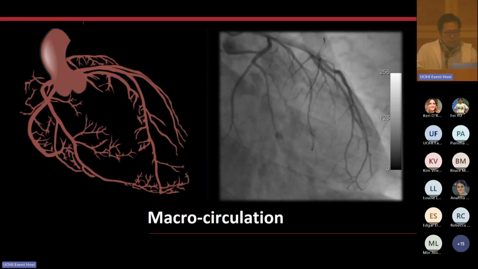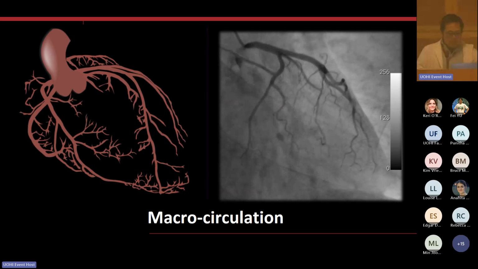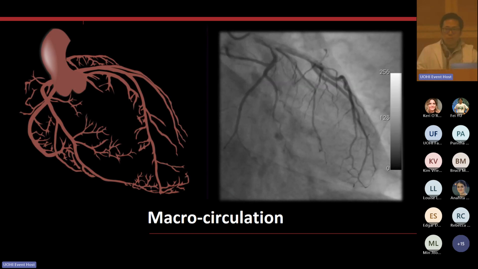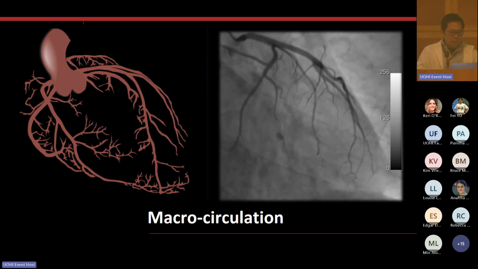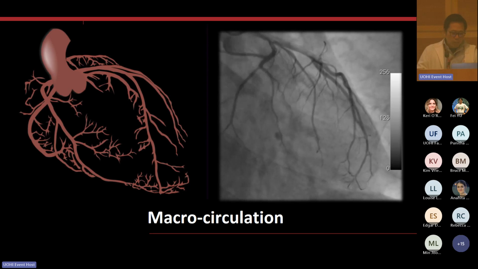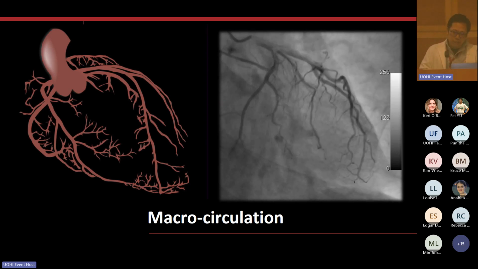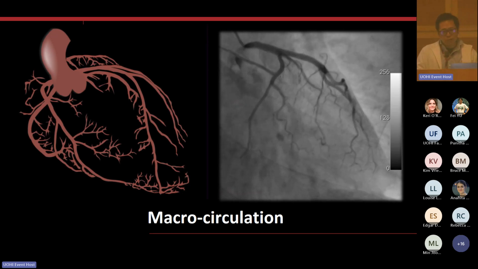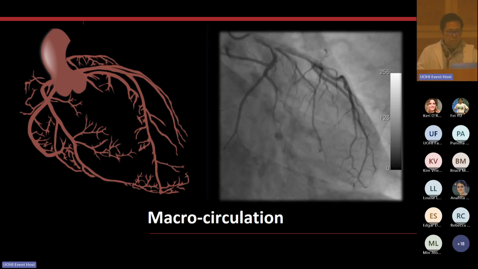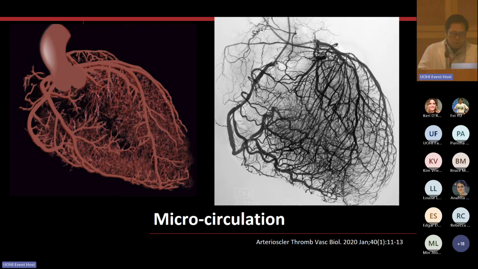So this slide shows the coronary macrocirculation, which is essentially the visible coronary arteries seen on coronary angiography. Historically, we used to diagnose and manage ischemic heart disease based on the coronary angiography findings. However, we recently recognized that coronary microcirculation plays an important role in terms of symptoms and outcomes in ischemic heart disease.